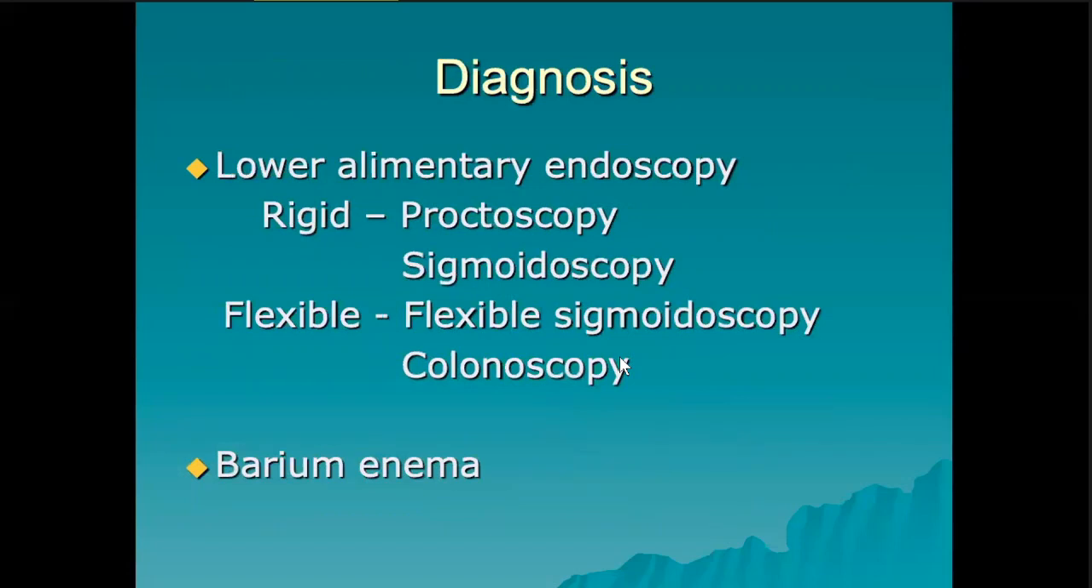How do we diagnose? Now, we do what is called lower GI endoscopy. The first thing you have to do when you examine a patient with these symptoms is a general examination, and in the general examination, you may find that the patient is anemic.